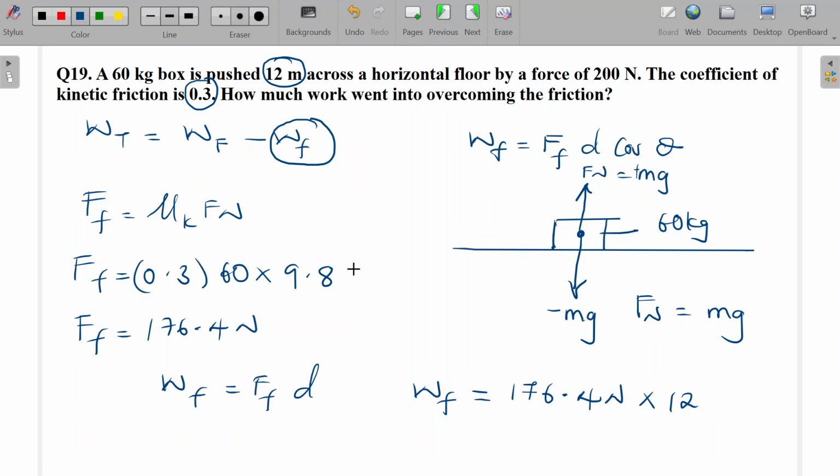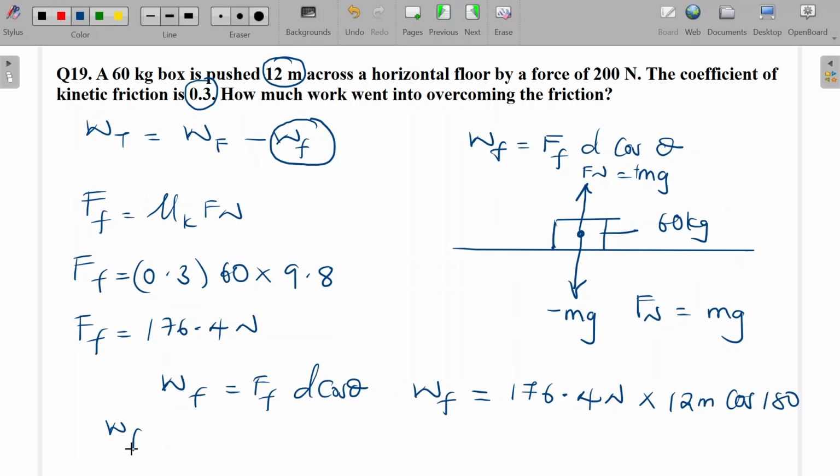So don't forget, here there is cos theta. Don't forget that formula. So our friction force times the distance times cos theta, so I'm going to have 176.4 newtons times the 12 meters, then cos of our angle. The friction force is in the opposite direction, so it's cos 180.